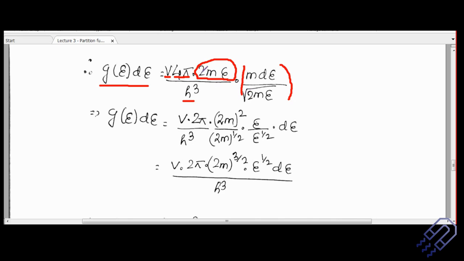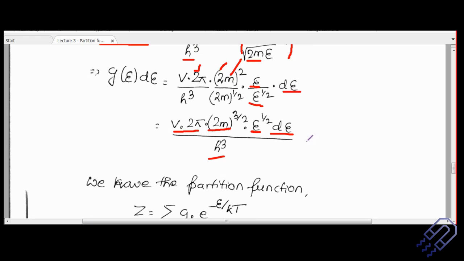So you see you have got a 2 here, you put the 2 here and take this 4 on this side. If you take 4 on this side, this will be 2 square, and then you have got this m and this m, so this will be 2m square. So it will be 2m square divided by 2m to the power half, so this is 2m to the power 3 by 2. I've only taken this part, and I have taken epsilon separately. Epsilon divided by epsilon to the power half into d epsilon. So V into 2 pi into 2m to the power 3 by 2 into epsilon to the power half, because that's 1 minus half, into d epsilon divided by h cube. Still not complete, some more on there. So this is the form that we have of g epsilon d epsilon.